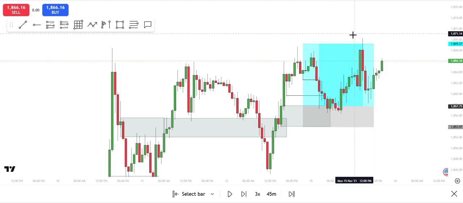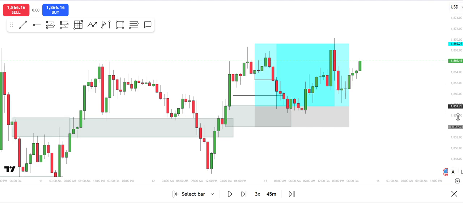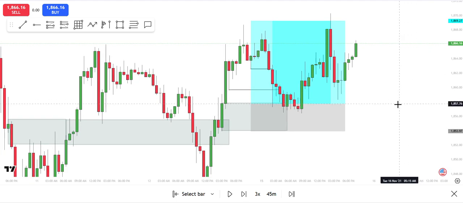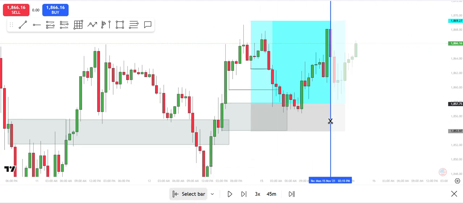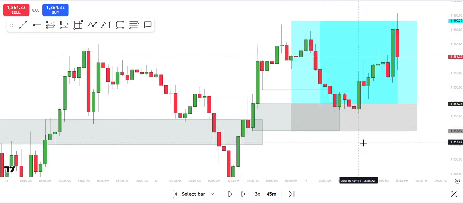So if you are targeting higher than you should have targeted, at this point you might be worried about where price is going to. But I want you to see that that was where price was interested in going.